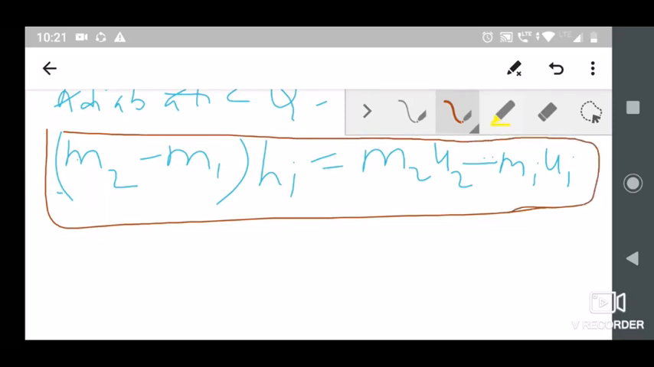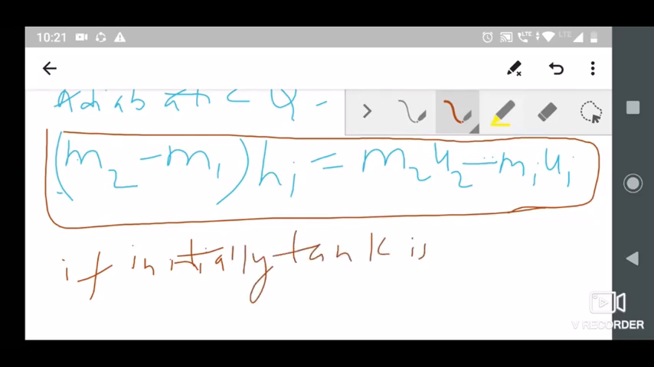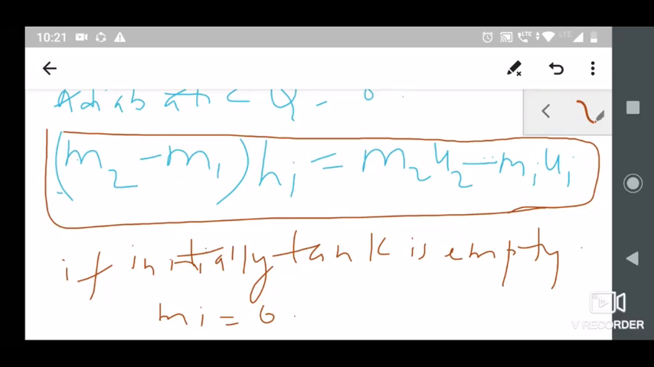Now let's try another special case, where initially your tank is empty, that is mi is 0. If your mi is 0, then what would be the case? Let us go through that.